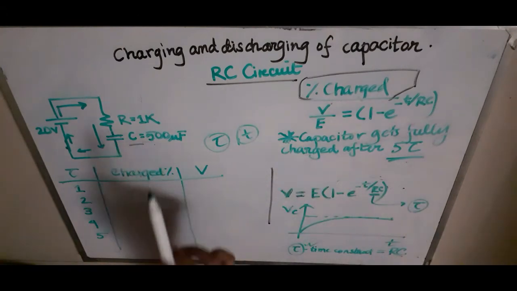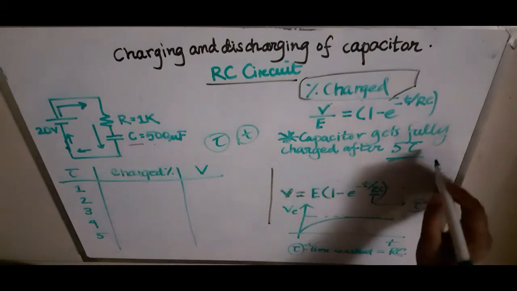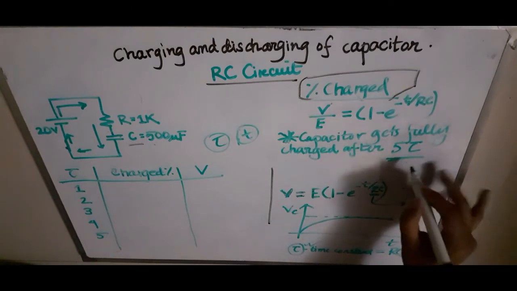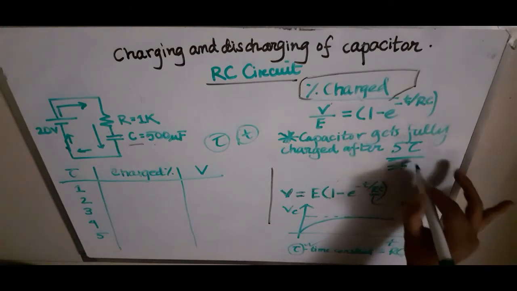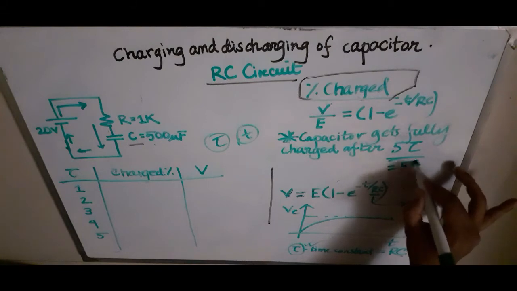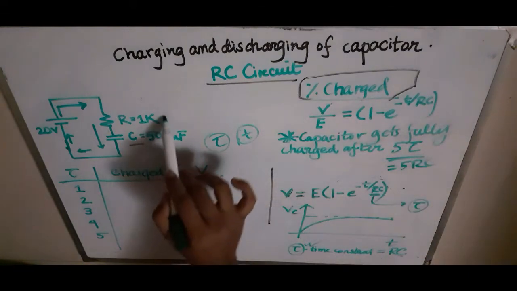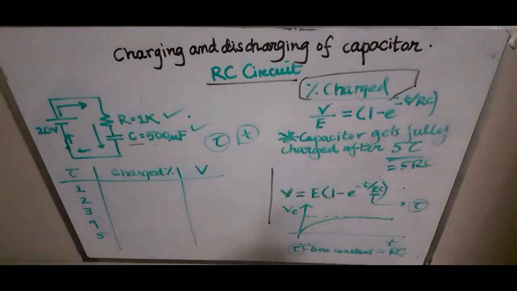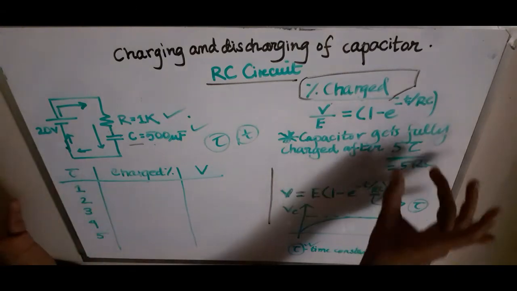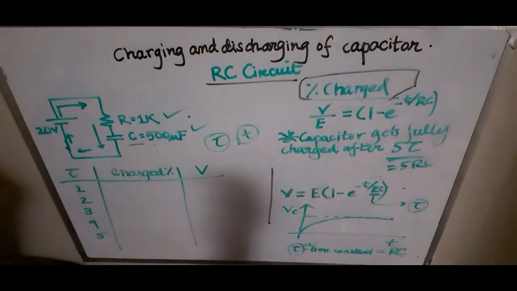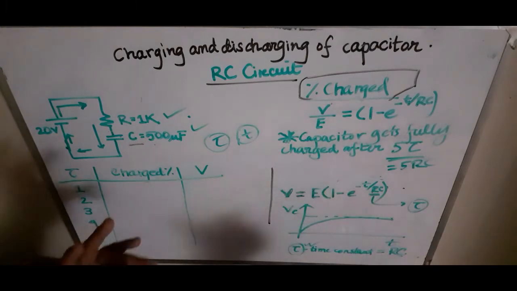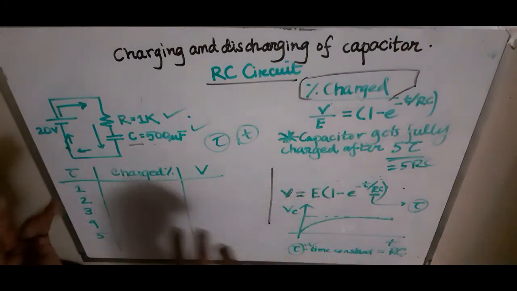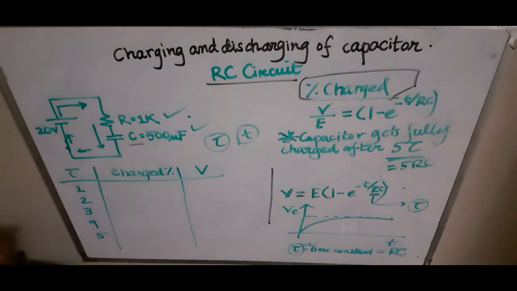So in this case we have 5 time constants, 5 tau, right? Or you can say 5 into tau, which is nothing but RC. So R is given, C is also given. Putting these values of R and C, we can easily calculate the 5 time constants, and from this we can know how much time it will take for the capacitor to be fully charged.